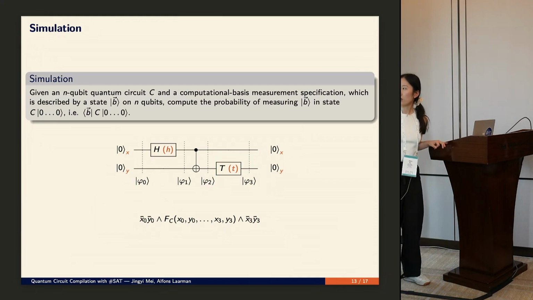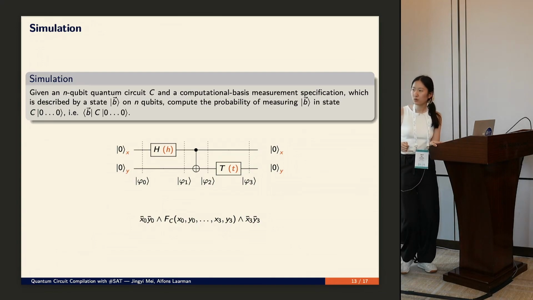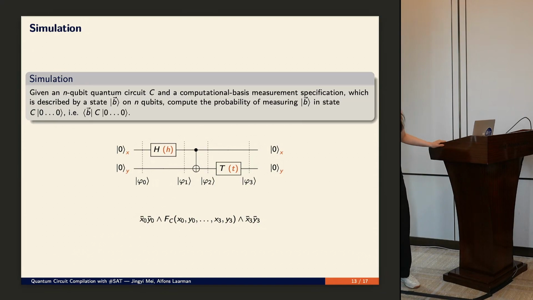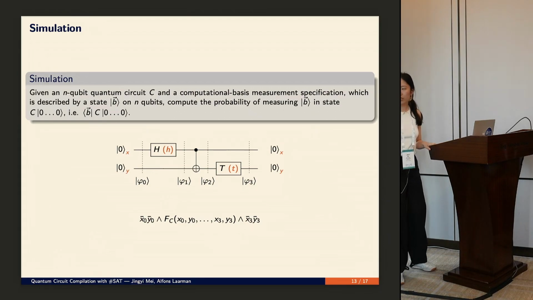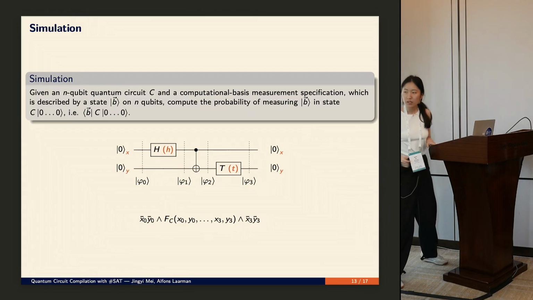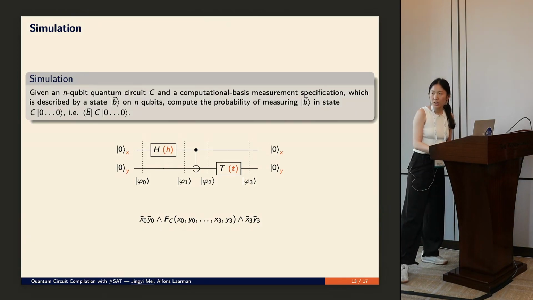We do a measurement in the end, and in the formula, it would be based on the encoding we showed in the previous slides, and then we would add the encoding of the output state in the end on the output variables. And by computing the model counting of this formula, we'll get the amplitude of this basis state.